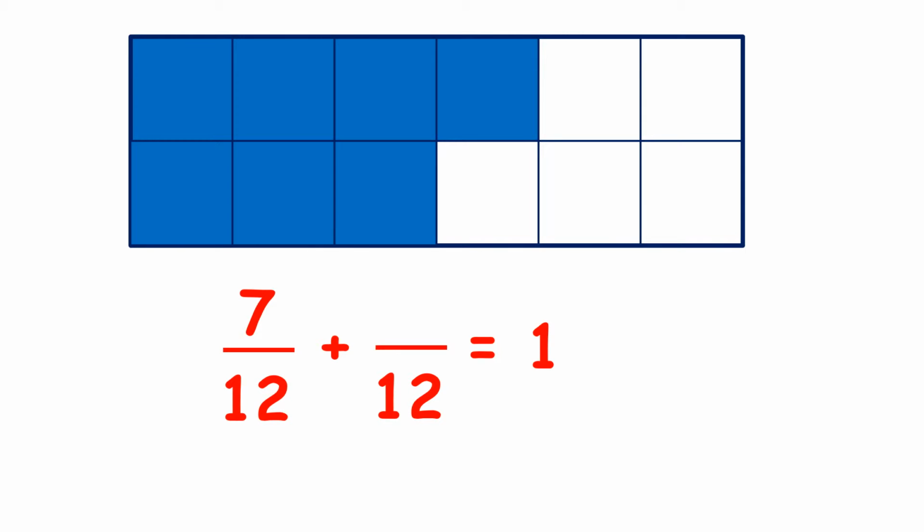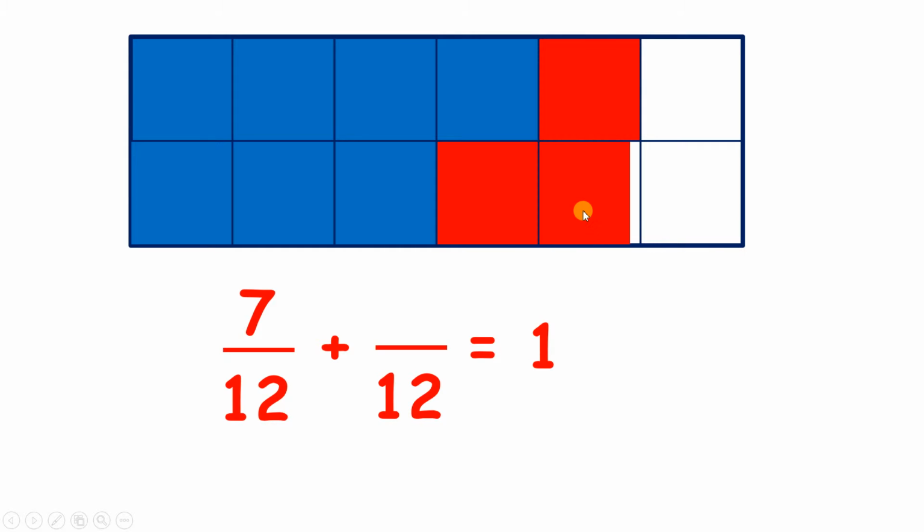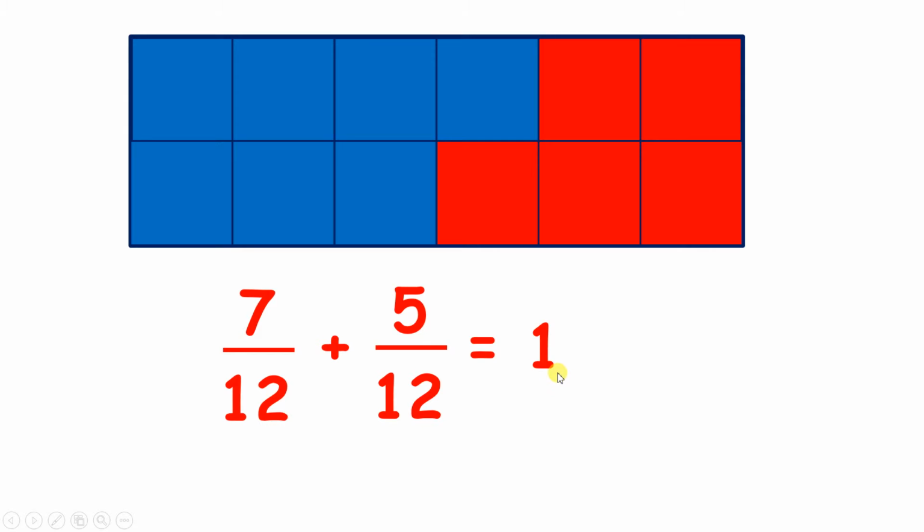Now what do we need to add to 7/12 to make 1? We need 1, 2, 3, 4, 5/12. So 7/12 plus 5/12 equals 1, because 7 plus 5 equals 12. The numbers in the numerator add to make the number in the denominator, so we have 1.